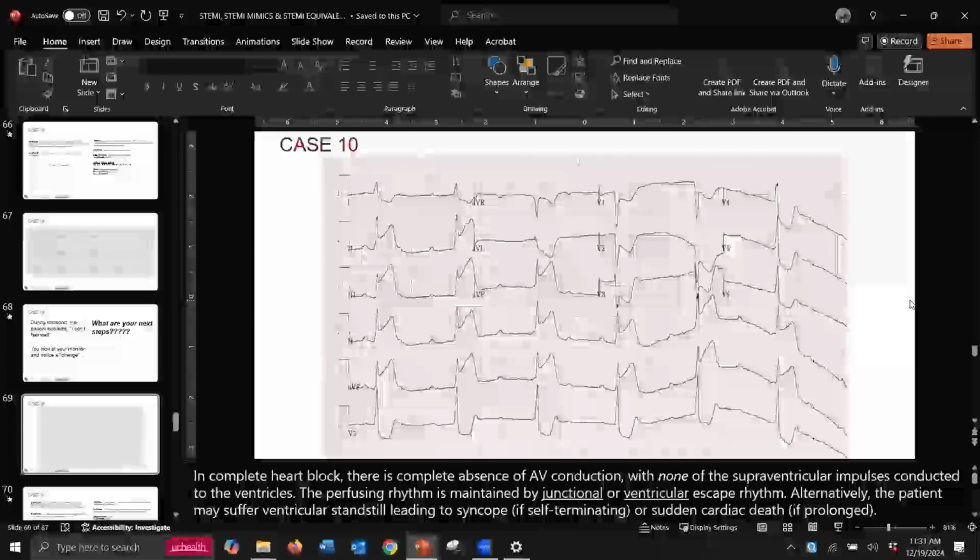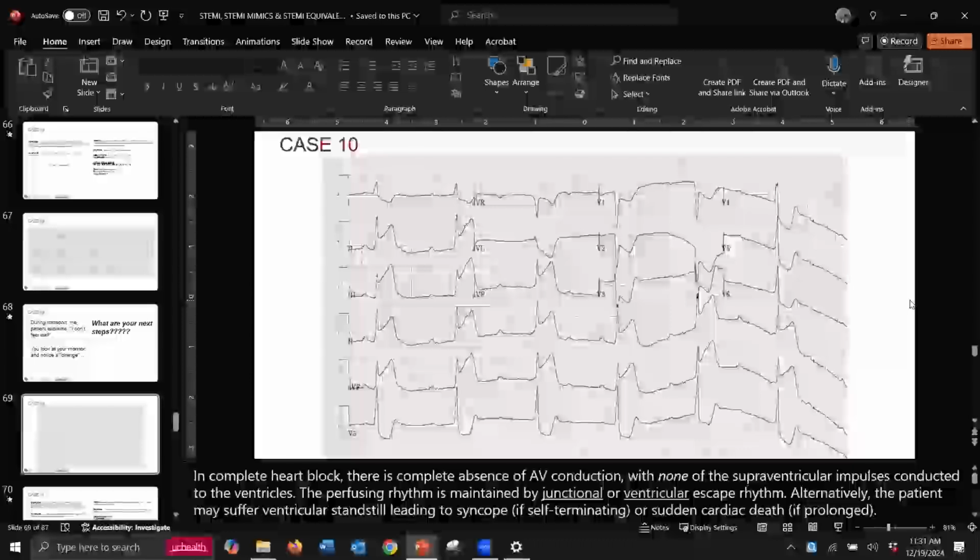I say second degree type 1. Always regular, always slow, widening QRS, and they're tombstoning. You look at like aVF and V5 right there next to each other. That third QRS, you have a P wave, missing QRS, another P wave.